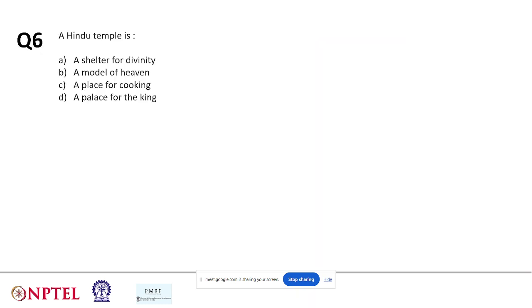Okay, now coming to the next question: a Hindu temple is, you can all answer by unmuting, a shelter for divinity, a model of heaven, a place for cooking, a place for the king. Of course, it's not a place for cooking. Definitely we all understand that. But apart from that, among the other options, what is the answer? Can someone answer? Yes, divinity. Yeah, very good.